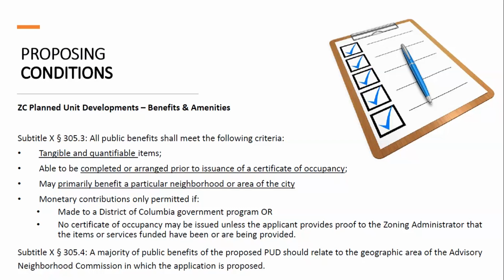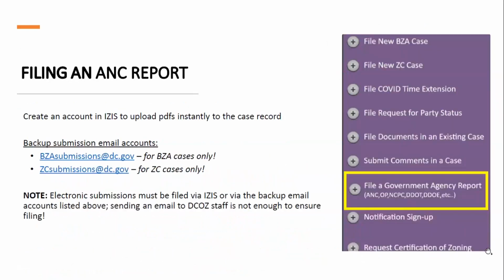And again, that Subtitle X section says the majority of the public benefits of the PUD should relate to the geographic area of the ANC in which the application is proposed.